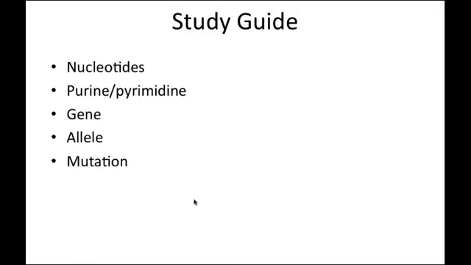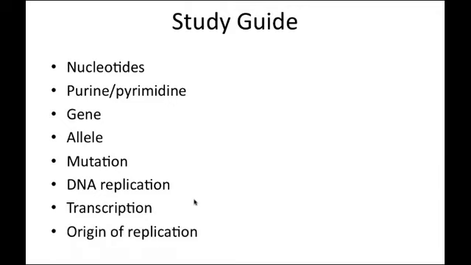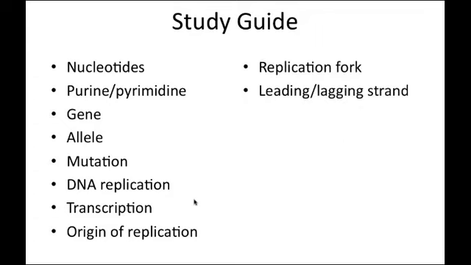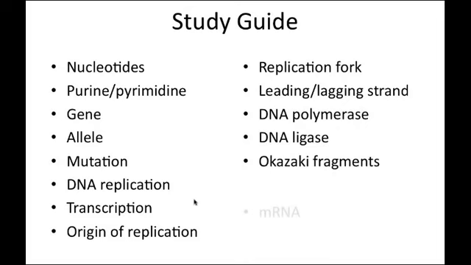So we got to look at nucleotides, purines, pyrimidines, what those are, genes, alleles, mutations, looking at basic DNA replication, transcription, and origin of replication of prokaryotic cells, the replication fork, leading and lagging strands, DNA polymerase, ligase, Okazaki fragments, mRNA, rRNA, and of course tRNA. All of these things leading into the transcription part of it.